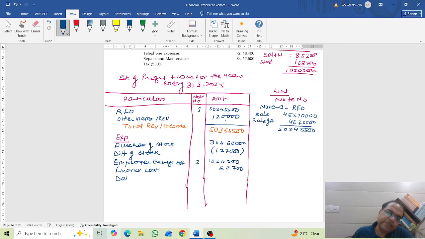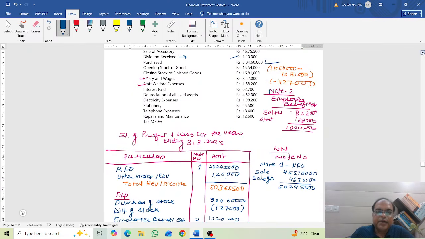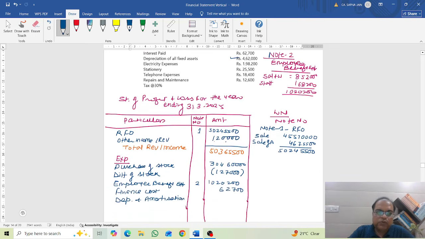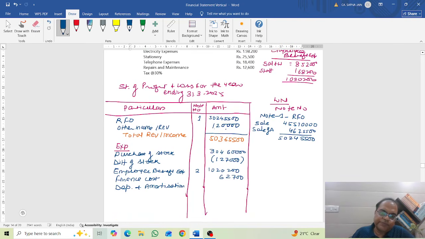And the next item is the depreciation and amortization. Now check. Directly the depreciation amount is given. This is 4,62,000. So you can directly put here 4,62,000. And the last item is the other expenses.